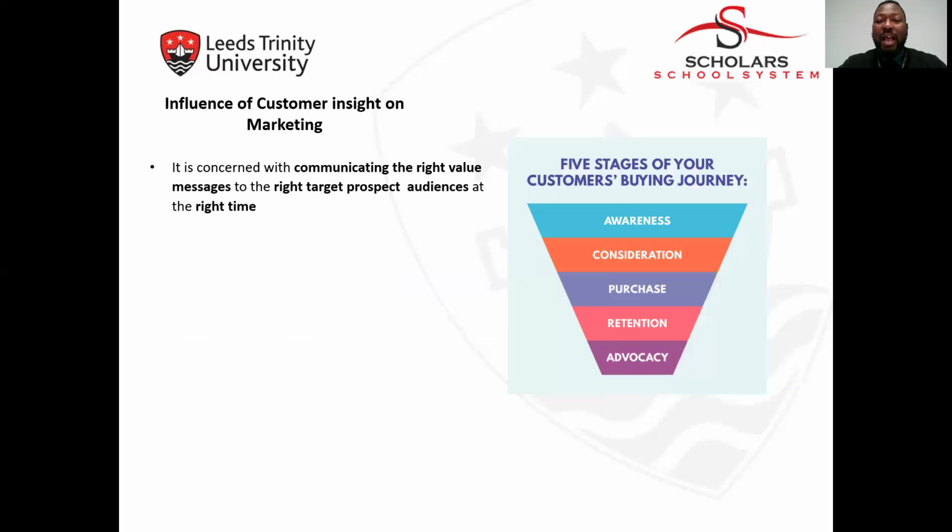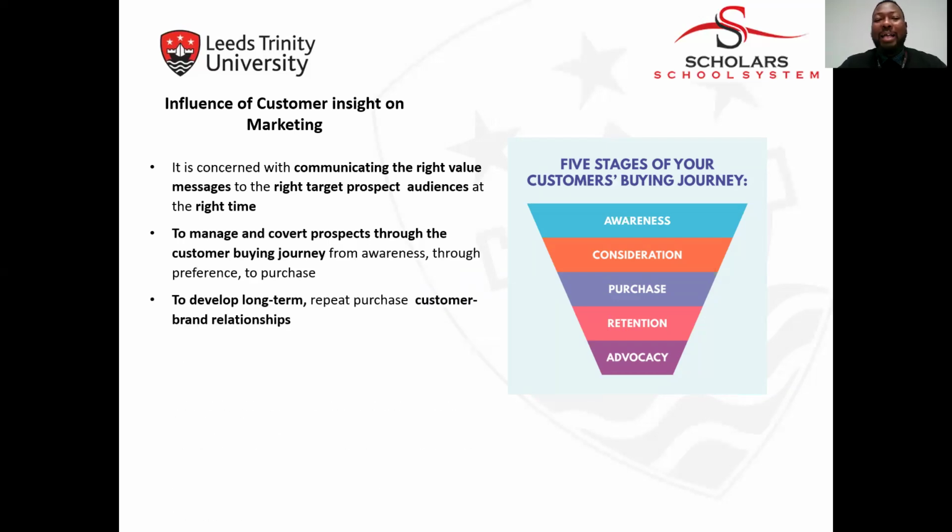We mentioned that the customer can go through stages of a buying journey, from awareness to consideration to purchase to retention to advocacy. All these elements are part of the customer buying journey. And as a marketer, it provides you opportunity to know where your product stands with a customer.